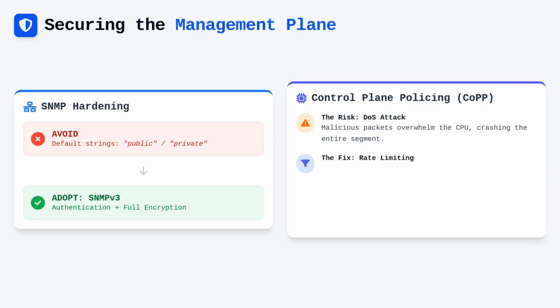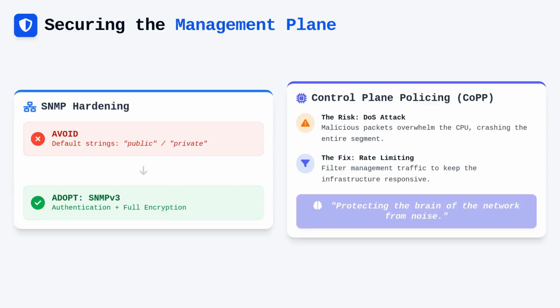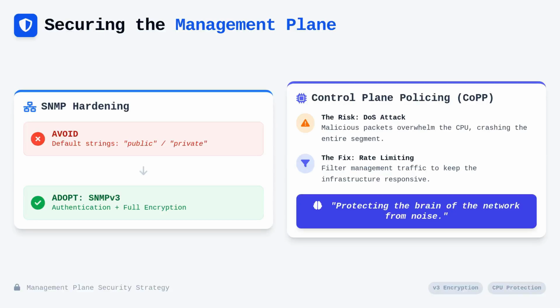By rate-limiting management traffic, you ensure that the infrastructure remains responsive even under duress. This is a practice of protecting the brain of the network from being distracted or exhausted by noise.